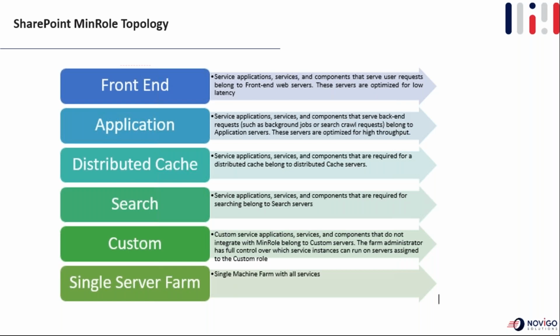The November 2016 update, Feature Pack 1 for SharePoint 2016, is where Microsoft introduced the concept of shared MinRoles. These consist of the following new roles: the distributed cache and front-end, and application and search role. This allows you to create a SharePoint farm with a minimum of just 4 servers. You can also create a server with a custom role or as a single server farm. A single server farm is usually not recommended for production environments, but you can always use them for your dev and test environments.